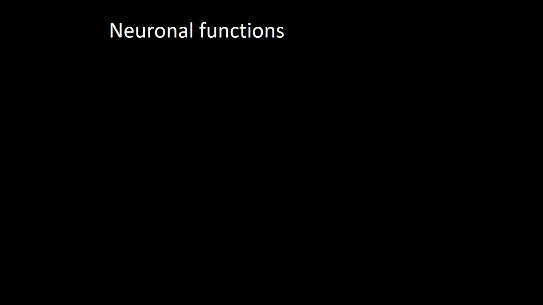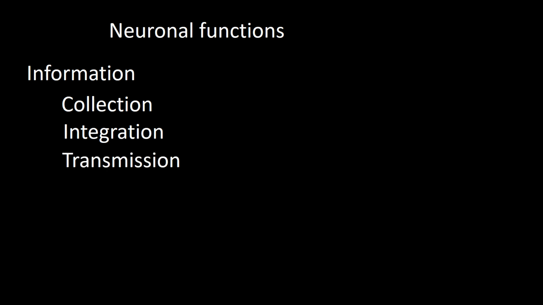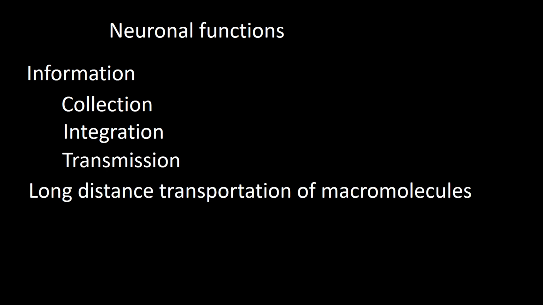Neurons have two functions that are not shared by other cells. One relates to information. In this domain, neurons are involved in collection and transmission of information. The second neuronal function not shared with other cells is the long-distance transportation of macromolecules.